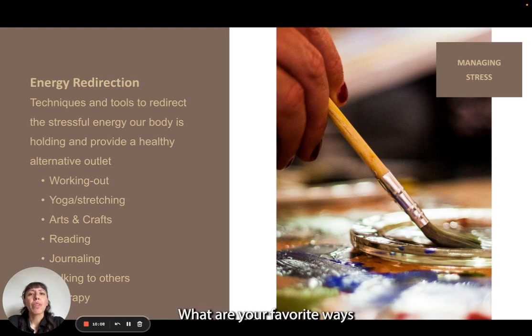What about you? What are your favorite ways of reducing and managing stress? Any that are not on the slide? I invite you to take a moment to challenge yourself and choose a stress management tool to engage with during the next time you're feeling stressed.